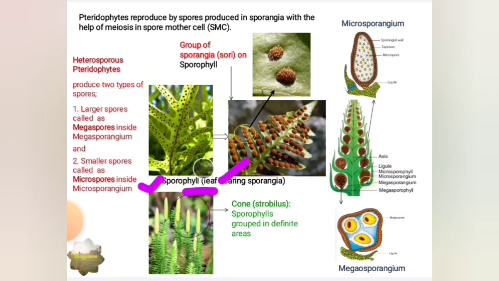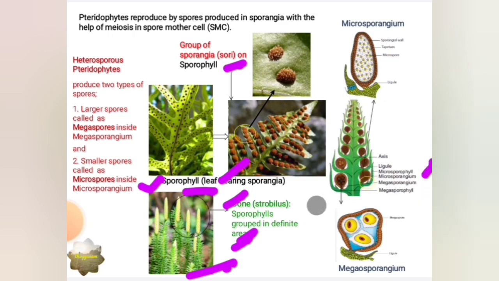the groups of sporangium are known as sori, and the leaves bearing the sporangium are known as sporophylls. The leaves that bear the sporangium in groups, that is the sori, are known as sporophylls in Pteridophyta. The same may be grouped just like this, as we can see in this image. The sporophylls may be grouped, and once they are grouped to form a capsule-like structure, it is known as a cone or strobilus.